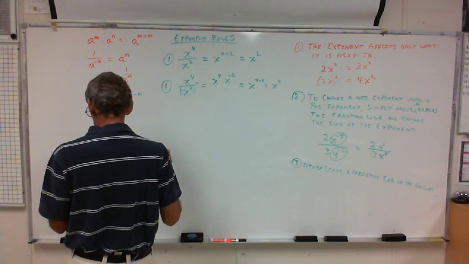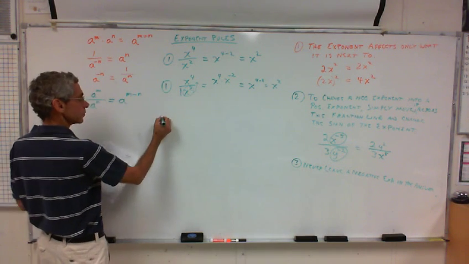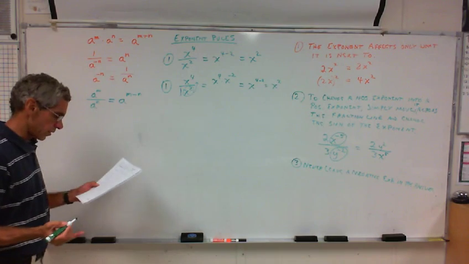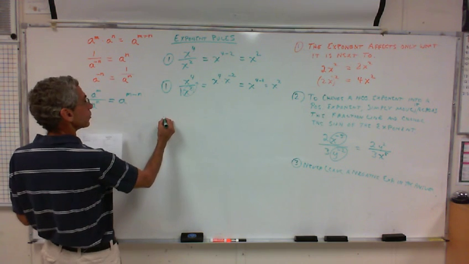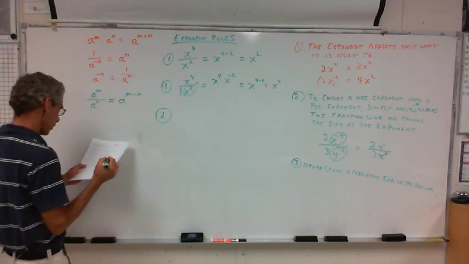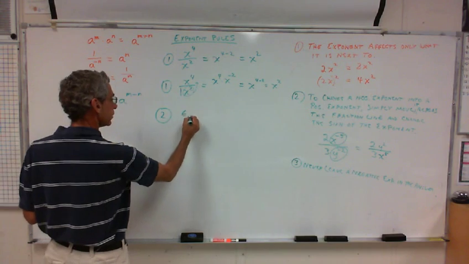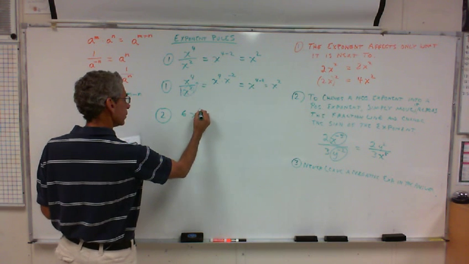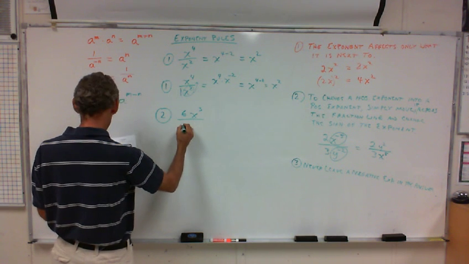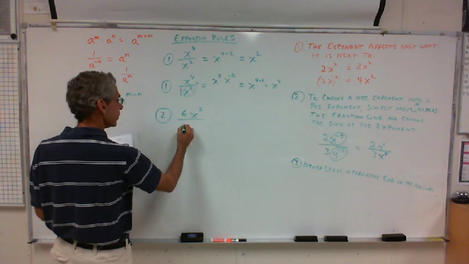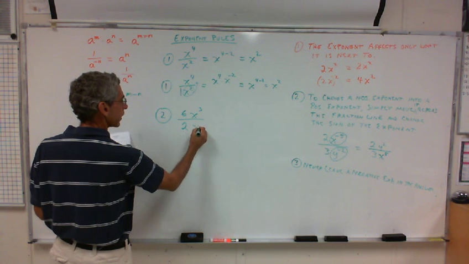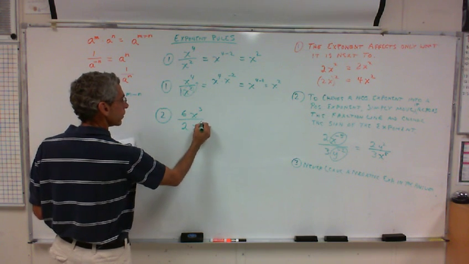All right, so now let's do this. Oh, wait, should I do one that's on? No. All right, so example 2. Here's another example. Let's say we have 6x to the 3rd over 2x to the 5th.